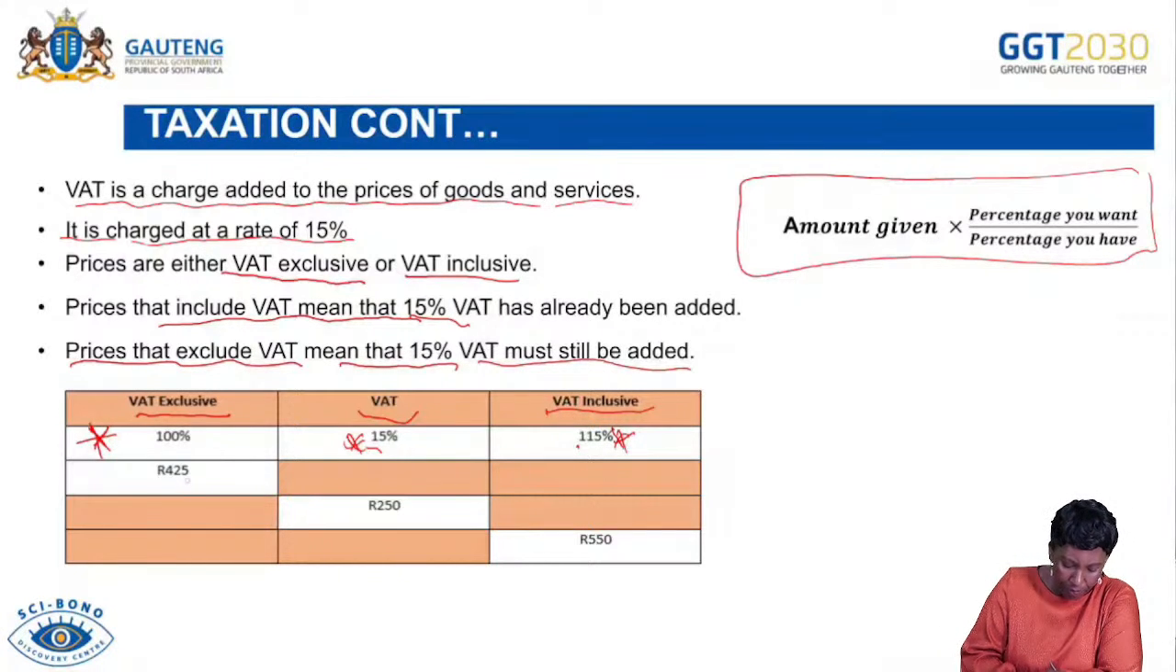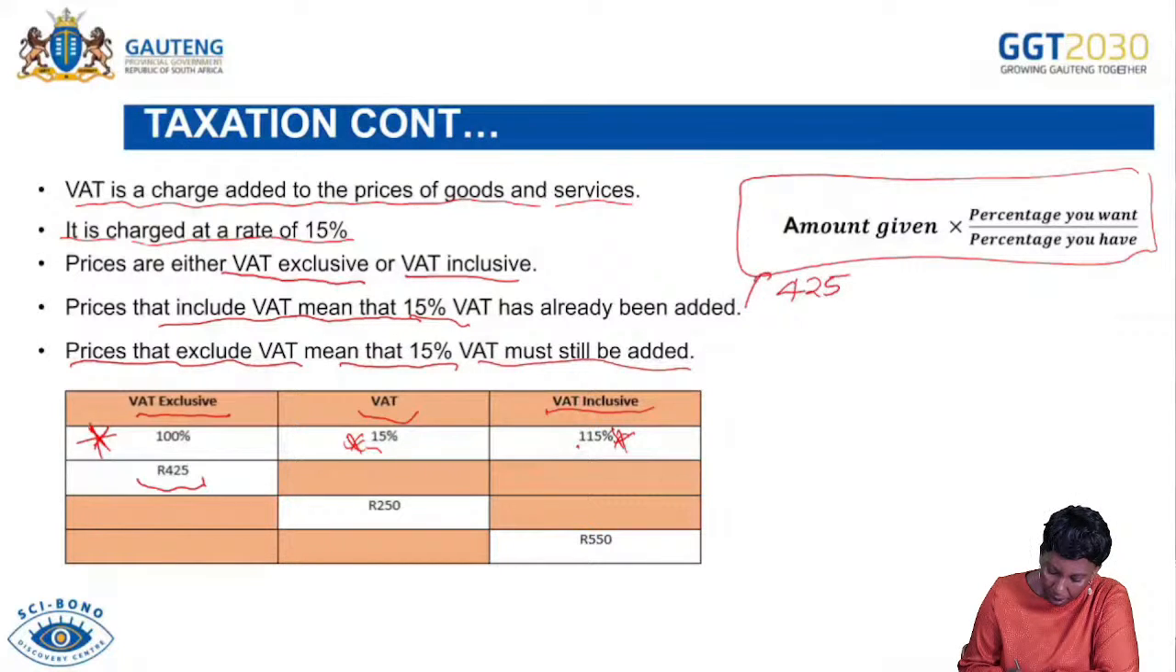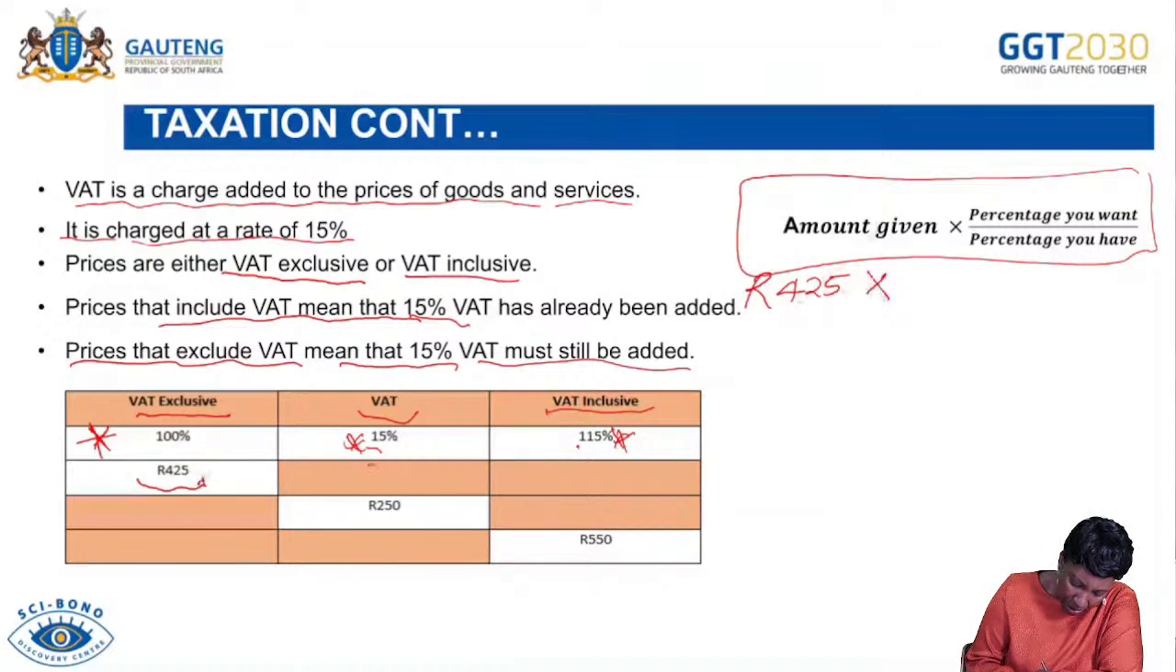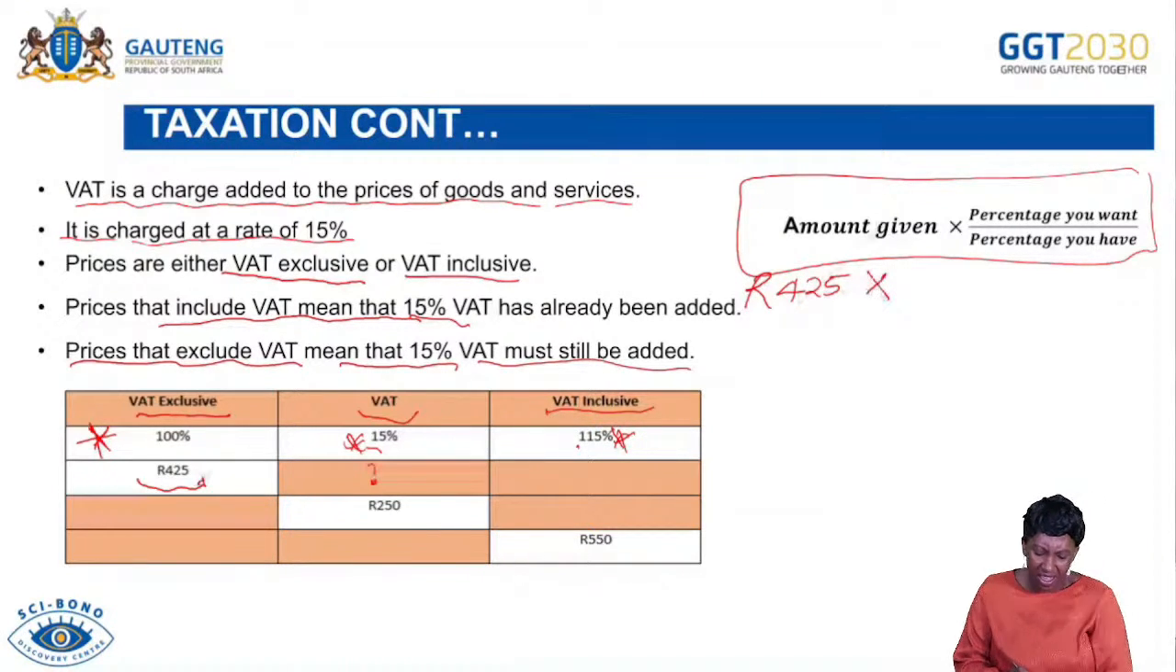Now let's check. We have the amount given here. The amount given is 425. I will quickly do the substitution here. I am given the amount of 425. I just want to show you how this table works. I'm given the amount, it is 425, it is there. And then I multiply now. What am I missing? There's nothing there. I am missing the 15%.